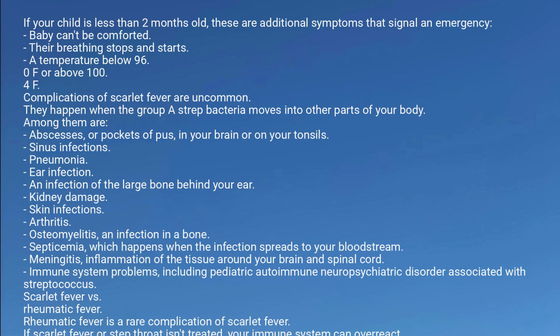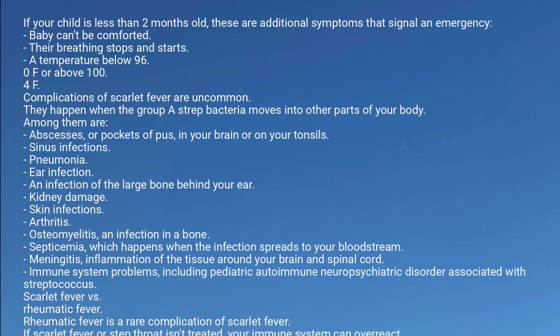Among them are abscesses or pockets of pus in your brain or on your tonsils, sinus infections, pneumonia, ear infection, an infection of the large bone behind your ear, kidney damage, skin infections, arthritis, osteomyelitis, an infection in a bone, septicemia, which happens when the infection spreads to your bloodstream, meningitis, inflammation of the tissue around your brain and spinal cord, immune system problems, including pediatric autoimmune neuropsychiatric disorder associated with streptococcus.